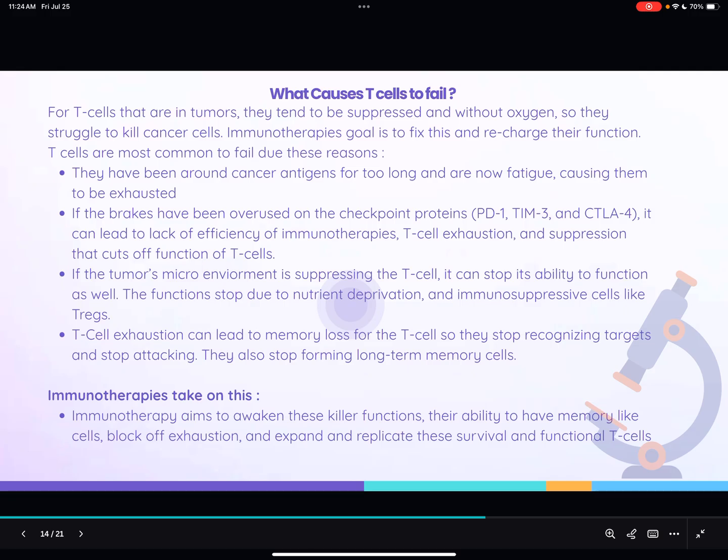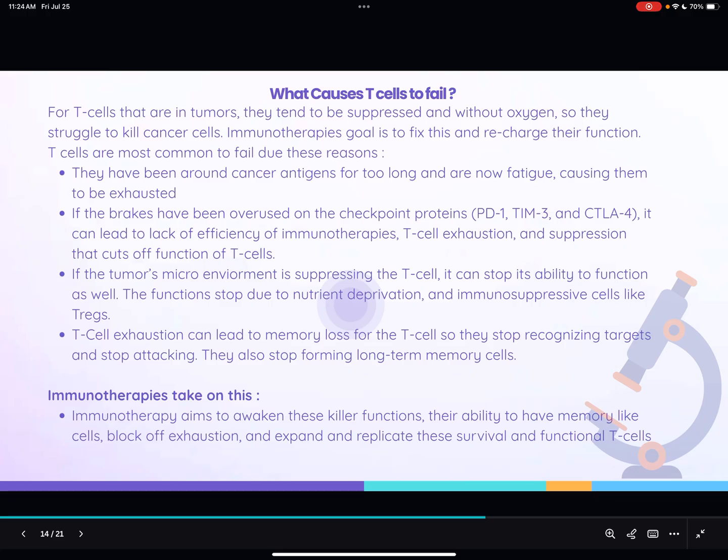So what causes a T cell to fail in the first place? So we can see that T cells can be in tumors. If they are, they tend to be suppressed and lacking oxygen and room, so they struggle to kill these cancer cells. Immunotherapy's goal is to fix this and basically re-up their functioning.